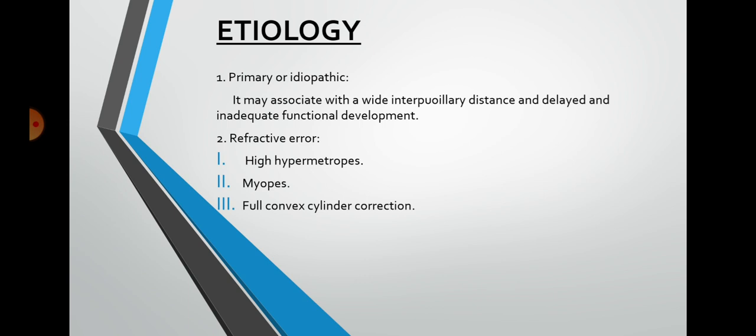Myopic patients don't need to do convergence and don't feel any convergence necessity, so there is also lack of convergence. And with a full convex cylinder correction or full plus sphere correction, there is also lack of convergence. So that is why for those patients, convergence insufficiency is seen.